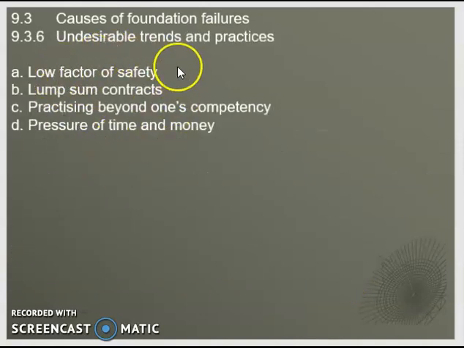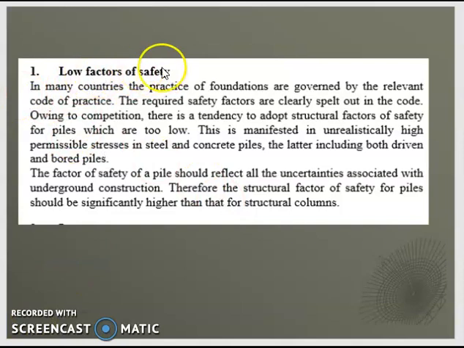The following 4 undesirable trends and practices can give rise to foundation problems, and let's look into all of them in a bit of detail. The first one is the factor of safety. In many countries, the practice of foundation is governed by relevant codes of practice. So the required safety factors are clearly spelled out in the code. Owing to competition, there is a tendency to adopt structural factors of safety for piles that are on the low side. This is manifested in an unrealistically high permissible stress in the steel and concrete piles, the latter including both driven and bored piles.